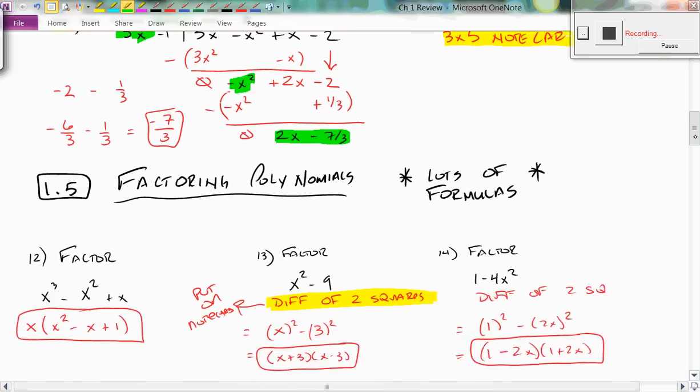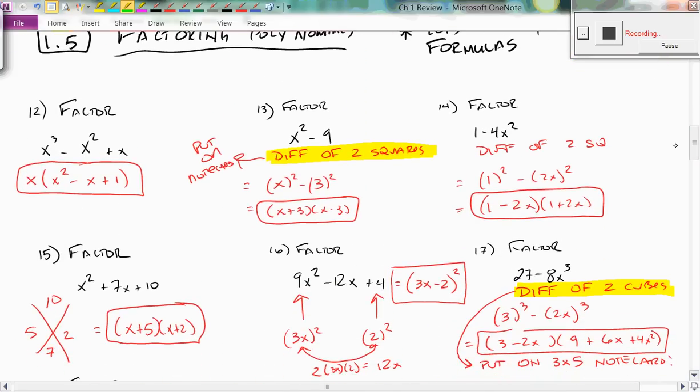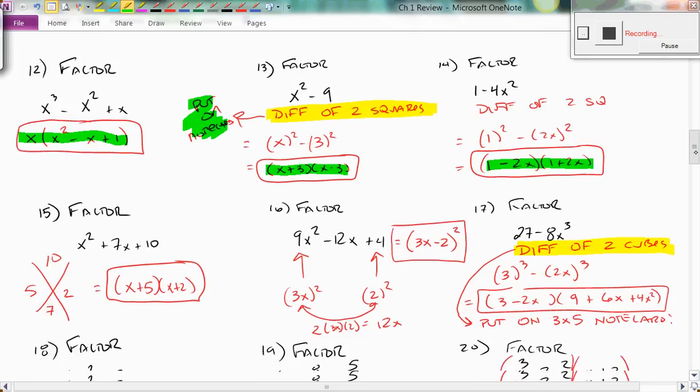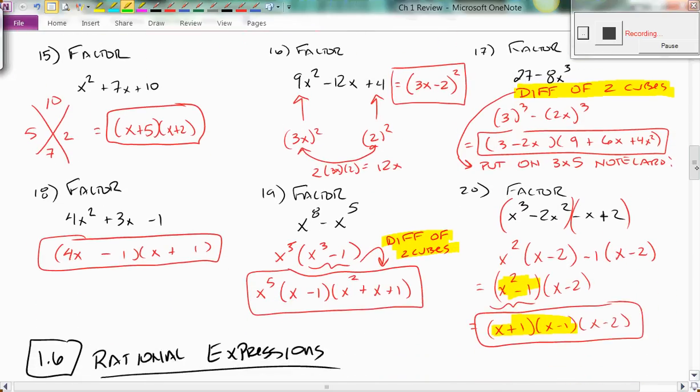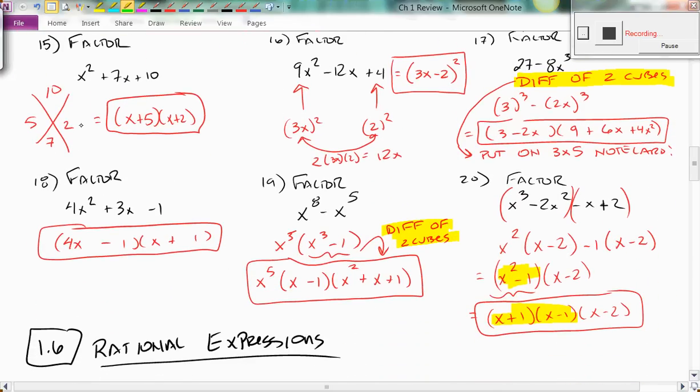Okay, number 12, I got x times x squared minus x plus 1. Number 13 is the difference of two squares, so please put that on your note card. That's going to be on there. I got x plus 3 times x minus 3. Number 14, another difference of two squares. I got 1 minus 2x times 1 plus 2x. Number 15, I got a straightforward diamond problem. So I got x plus 5 times x plus 2.